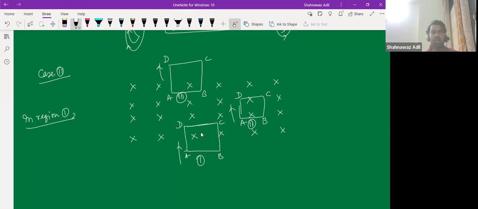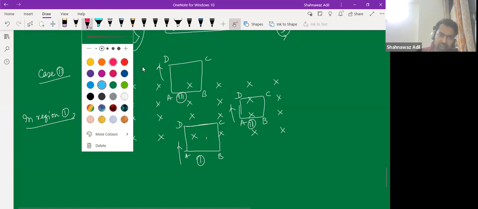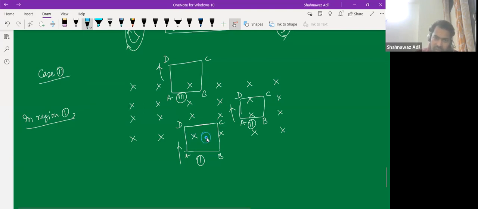Because the magnetic field is inwards, to decrease it the induced magnetic field should be outwards, right? So if I have a magnetic field which is outwards, that will cancel this inwards magnetic field. So if I have a magnetic field outwards, if I use the thumb rule, what should be the direction of current?